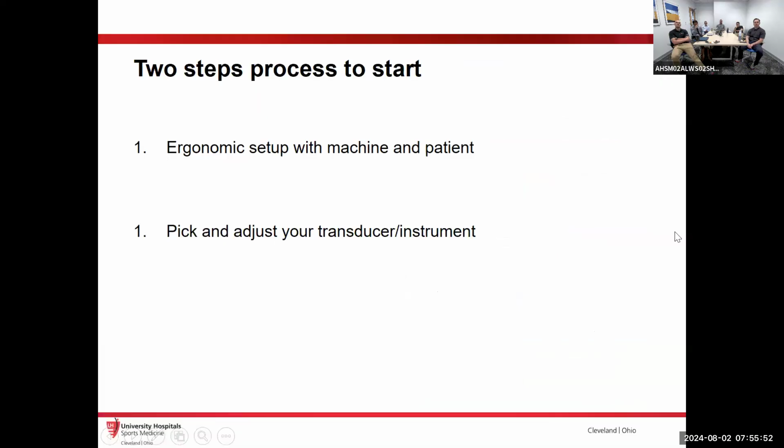So, two-step process to set up. Now we're going to talk about the setup of the transducer and how we want to do it. In theory it's pretty easy to do, but then you get into some of these rooms that are not set up to be ultrasound rooms, and you're fighting with yourself a little bit.